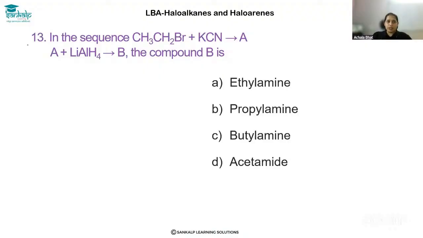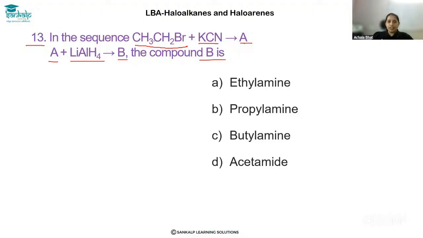Let us see question number 13 of chapter Haloalkanes and Haloarenes. In the sequence, CH3CH2Br plus KCN gives product A, where that product A reacts with lithium aluminum hydride, LiAlH4, to give product B. The compound B is... ಹಾಗಿದ್ರೆ compound B ಯಾವುದು ಅಂತ ಕೇಳಿದ್ದಾರೆ.